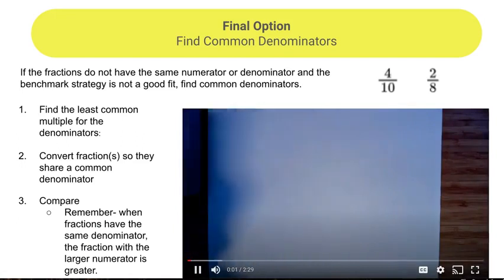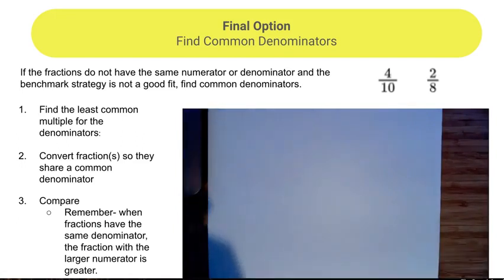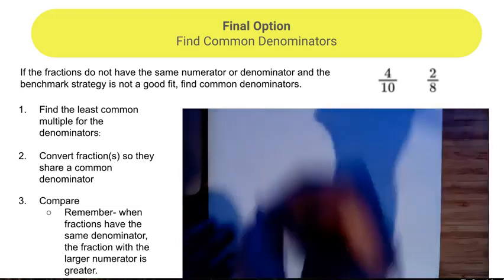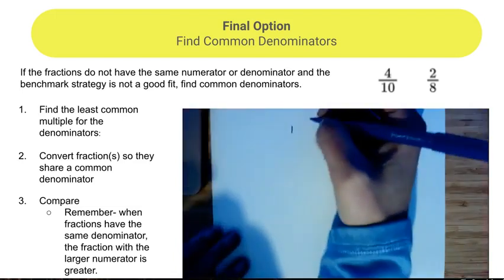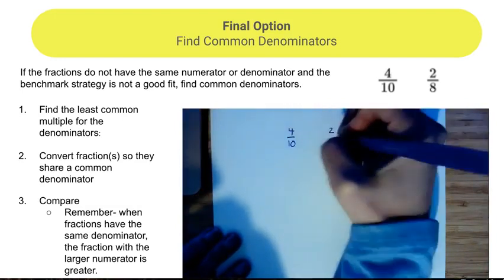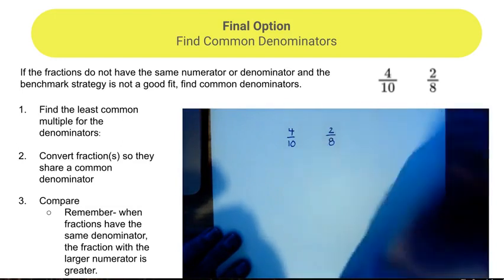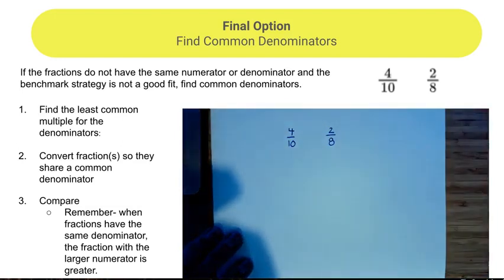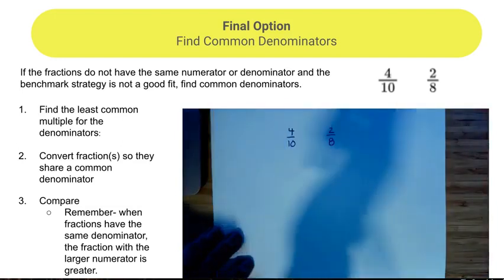In this example, I'm going to show you how to make equivalent fractions by finding common denominators so that you can compare two fractions that do not have the same numerator, do not have the same denominator, and you can't really use 1/2 as a benchmark strategy. So the first example here is 4/10 and 2/8. The first step will be to find the least common multiple for the denominators.